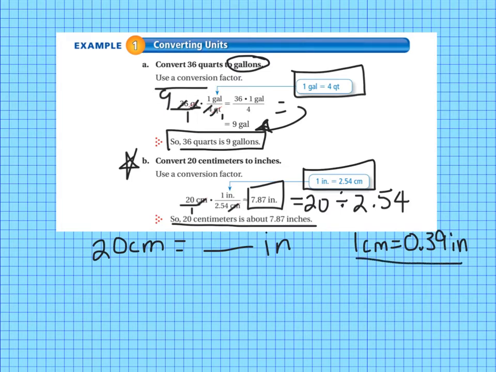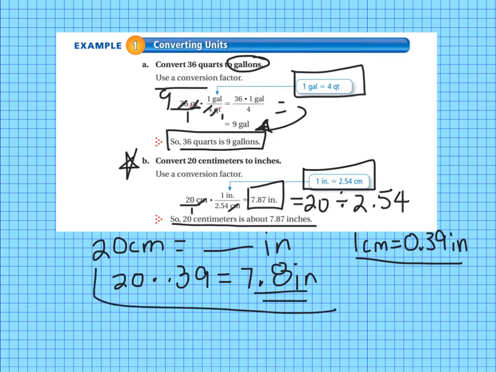And then you can look at that and say, but I don't have 1 centimeter, I have 20 centimeters. So 20 centimeters times 0.39 equals, and again, you get out your handy dandy calculator and you multiply it, and you get 7.8 inches. So you're going to come really close when you are doing these conversions. So that is an alternative way to do it, if you don't like this conversion factor and flipping things around and crossing things out.